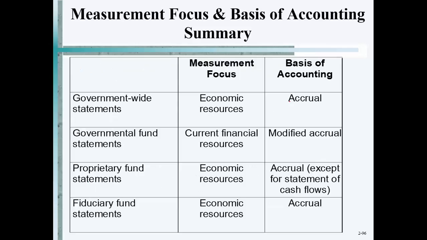Okay, good. And I thought this slide was pretty good, okay? This slide is good in that it does what? It breaks down by fund type and government-wide, whether we use full accrual accounting or not, and whether we use the economic resource measurement focus or the current financial resources measurement focus. And we know that what? Our governmental funds are the only ones that use modified accrual and current financial resources. Everybody else, full accrual and the economic resources measurement focus, right?